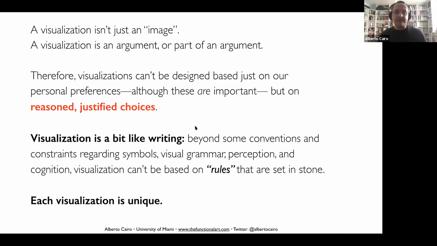Also, another consequence of this thinking is that visualization is similar to reading and writing in the sense that it cannot be based on strict rules, like do this, don't do that, right? The way that we make decisions in visualization is much more flexible. We begin with a grammar, a symbol system and a grammar, in the same way that we do when we write. But then after that, there's a lot of leeway, right? There's a lot of space in which you can navigate through certain constraints and limitations.